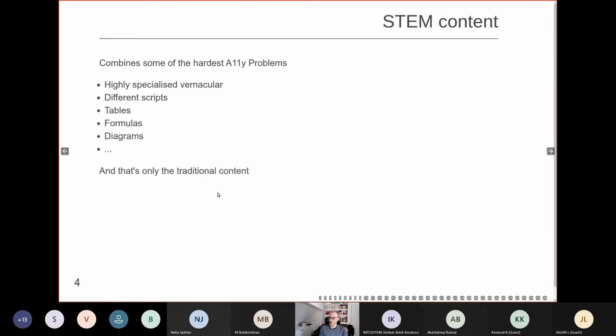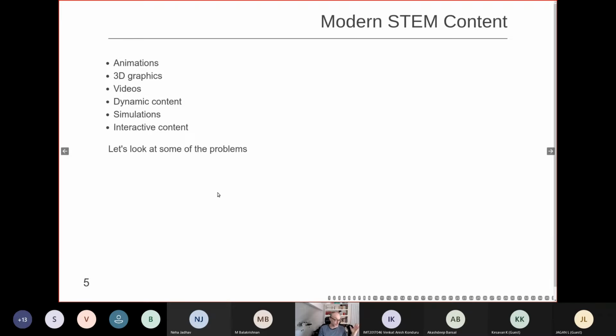And that's just the traditional content. In addition, nowadays on the web, you can have all kinds of other things. You can have animations, three-dimensional graphics, three-dimensional models that you can rotate and spin around and look at from all angles. You can have, of course, videos embedded in the page, or the video is the main thing.